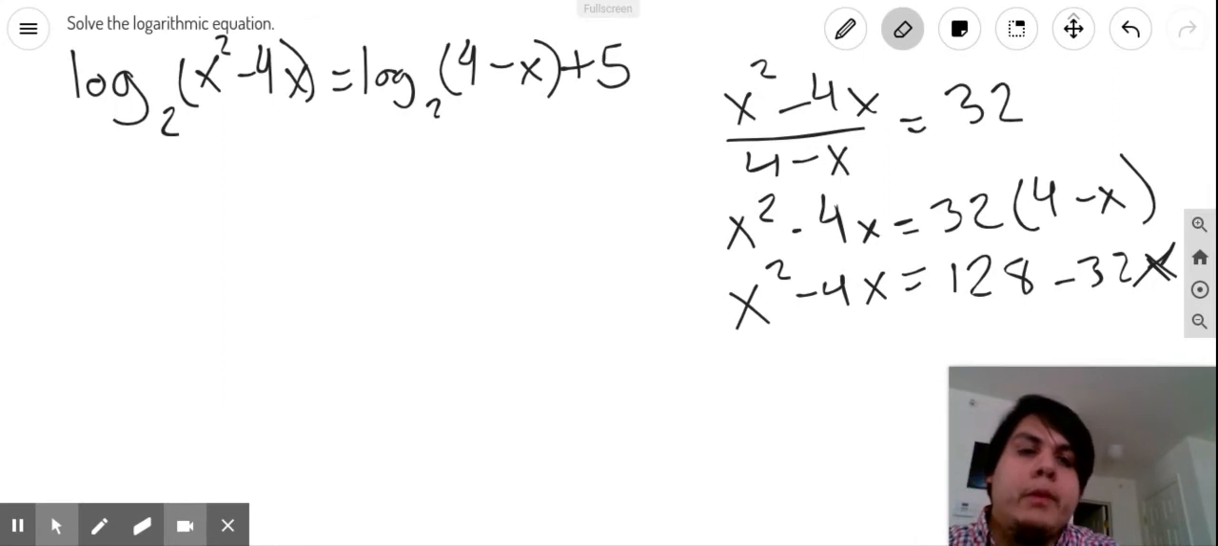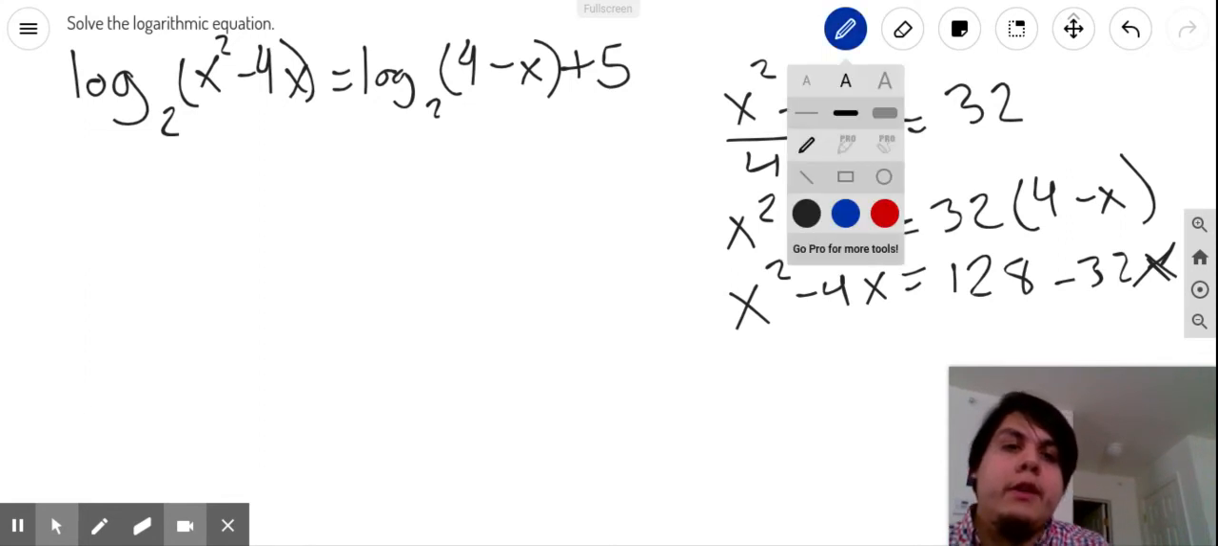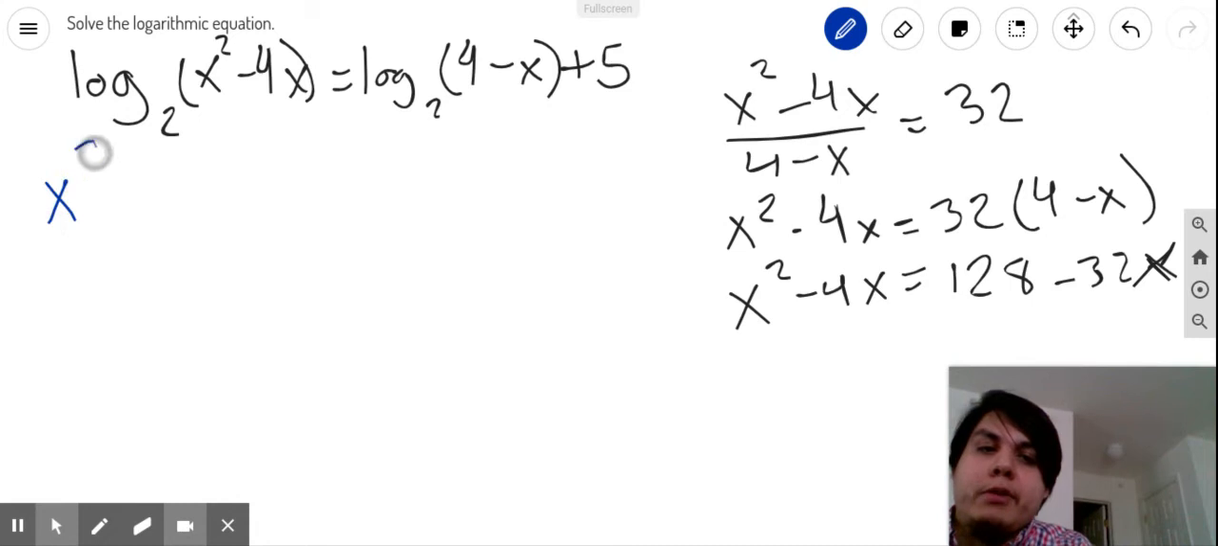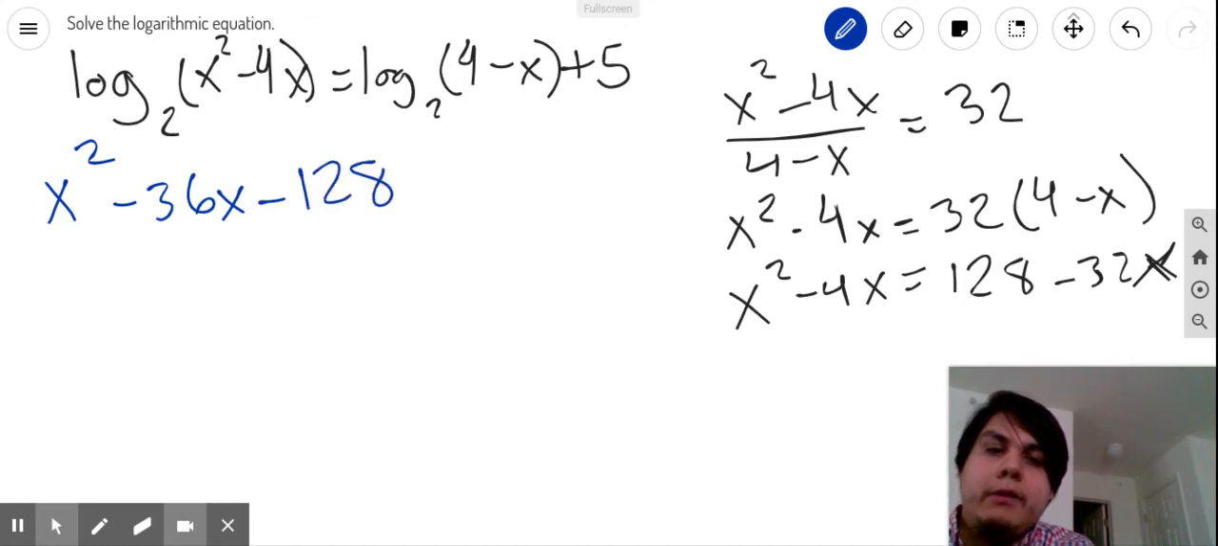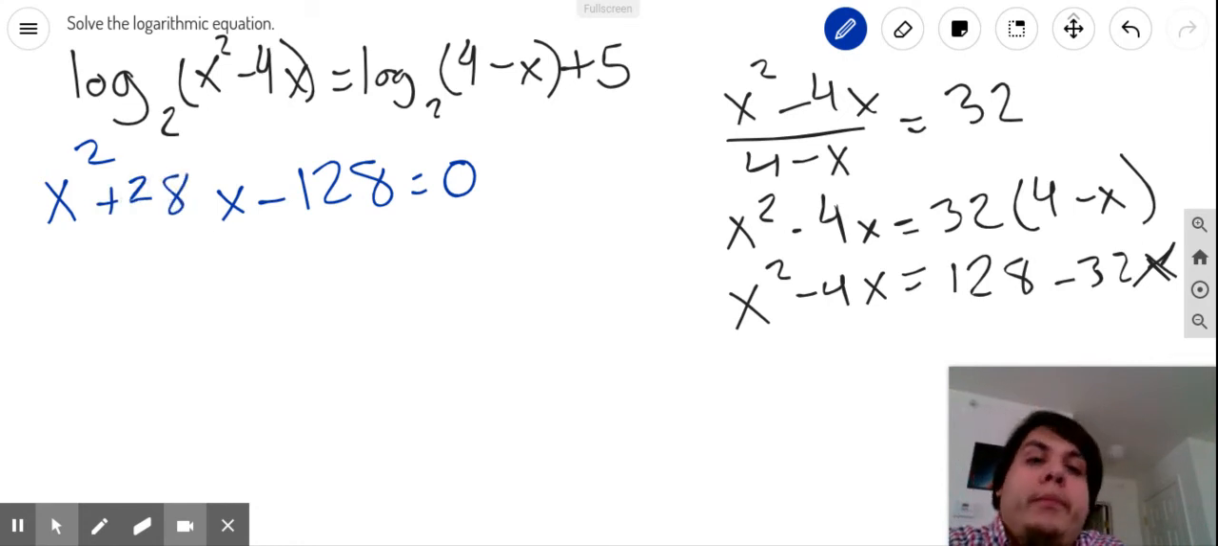So because we have a quadratic, I'm going to change colors so it's not too confusing. We really have x squared minus 36x minus 128 would equal 0. Except that's a typo because this should be a positive 28, because you need to add 32x to both sides. So that's what you have.